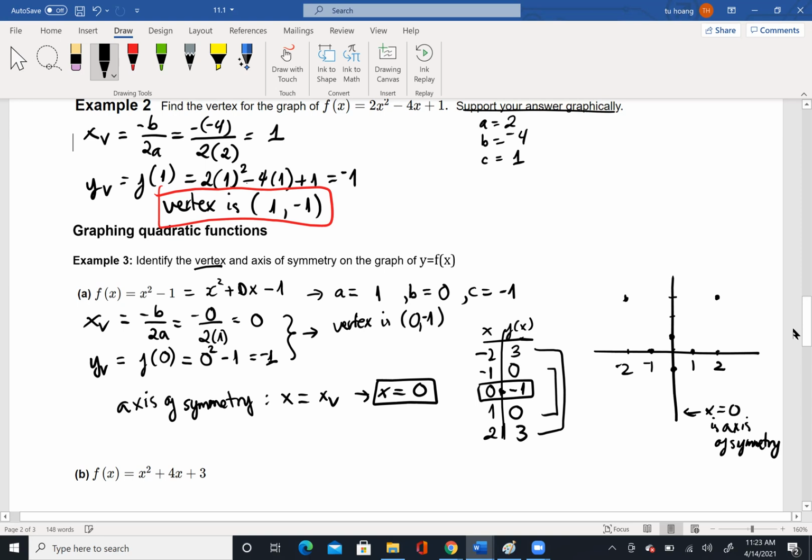Okay, and maybe I use a color to draw the graph. So the graph goes like that, and it's going to go like this.